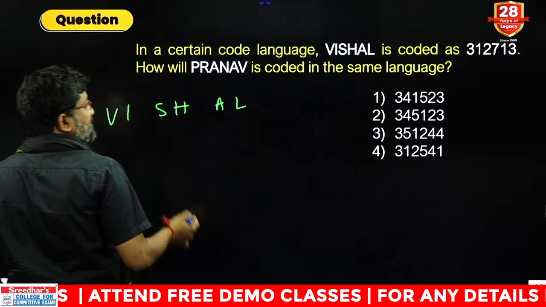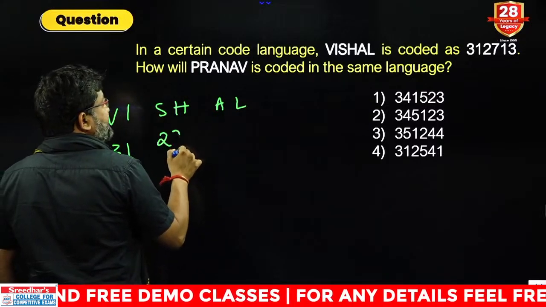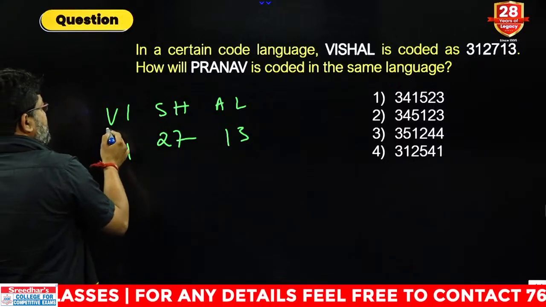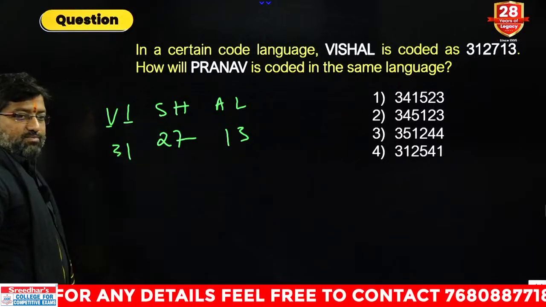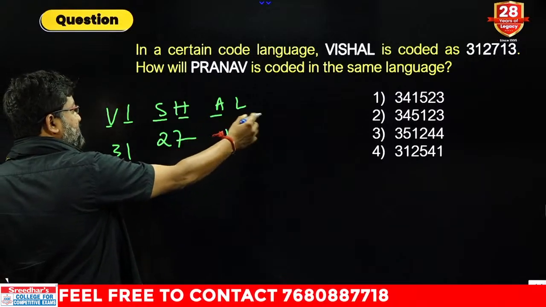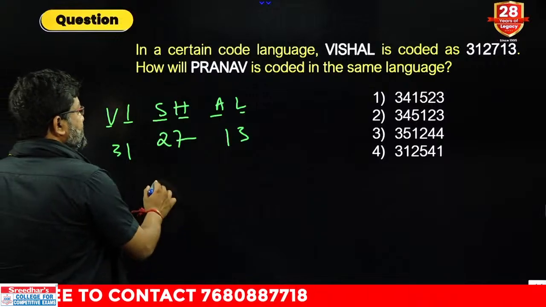VISHAL is 31, 27 and 13. Where did I get these place values? This is 22 and 9. 22 plus 9, 31. 19 plus 8, 27. 1 plus 12, 13. Go with the same logic.